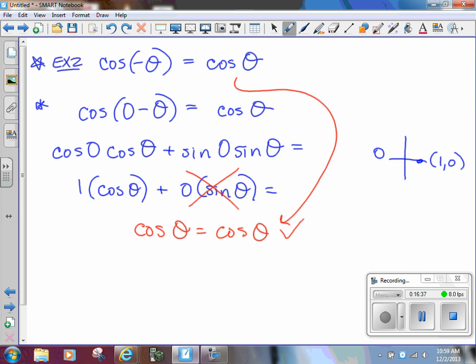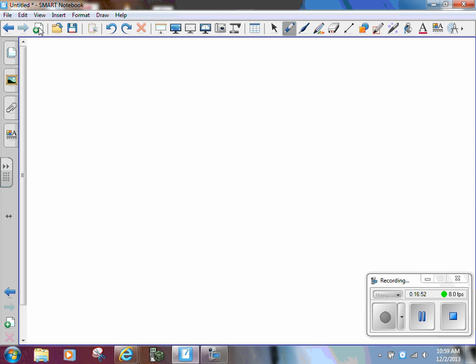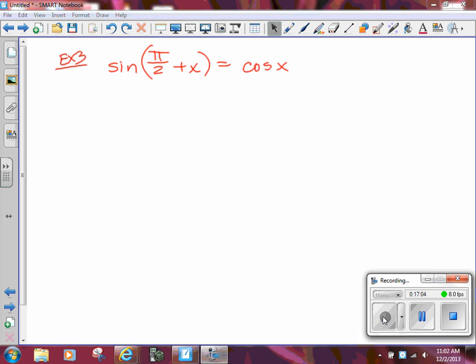Any questions on 2? That one's a stretch. Why is this one a stretch? Because of the 0. The stretch is this right here, okay? You do this one yourself. I want you to verify sine of pi over 2 plus x is equal to cosine x. And sine of pi over 2 plus x, the sine sum formula, correct?